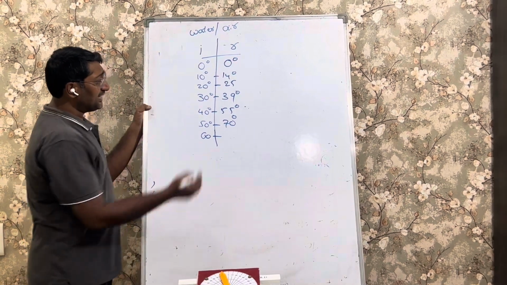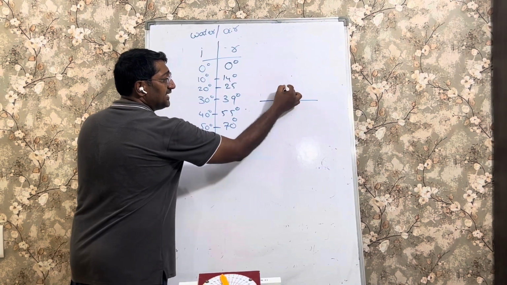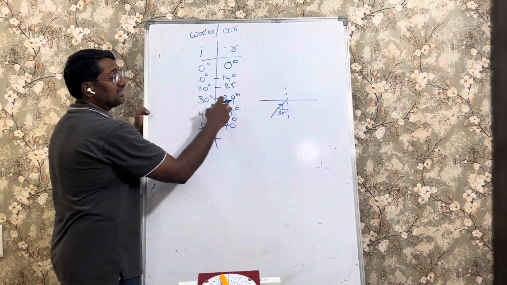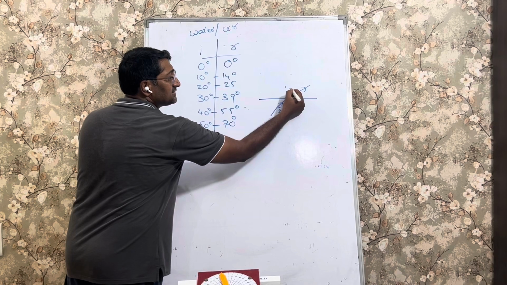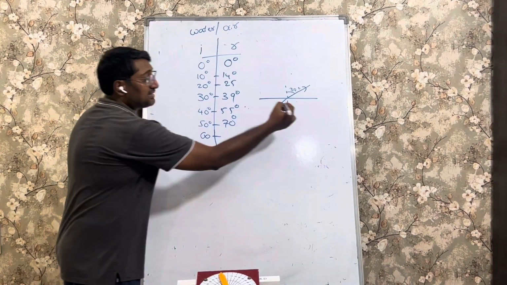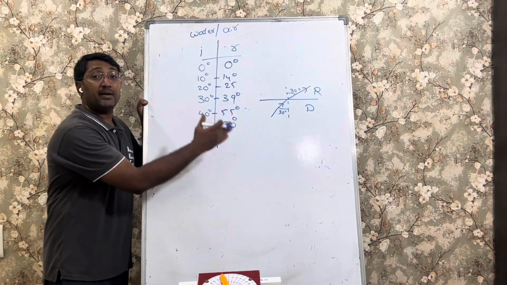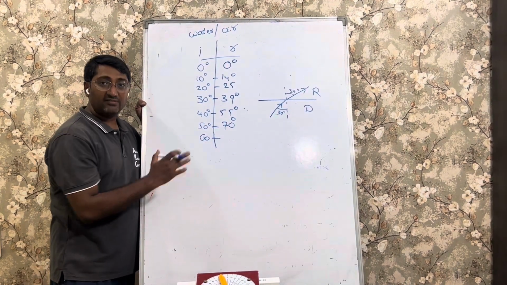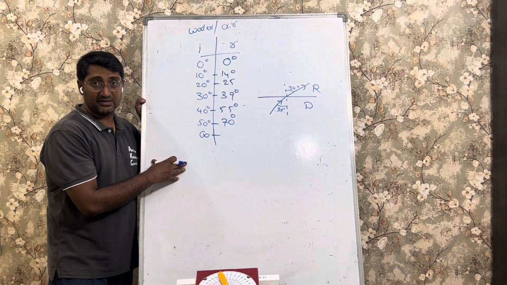But now look at this again. Imagine this is your incident ray. Let's say this is 30 degrees and the refracted angle is not 30 but a little more than 30, that is 39 degrees. So what did we prove in this experiment? As light travels from denser material to rarer material, it bends away from the normal. You might think this experiment is very simple. Yes, it is simple and it also has historical significance.